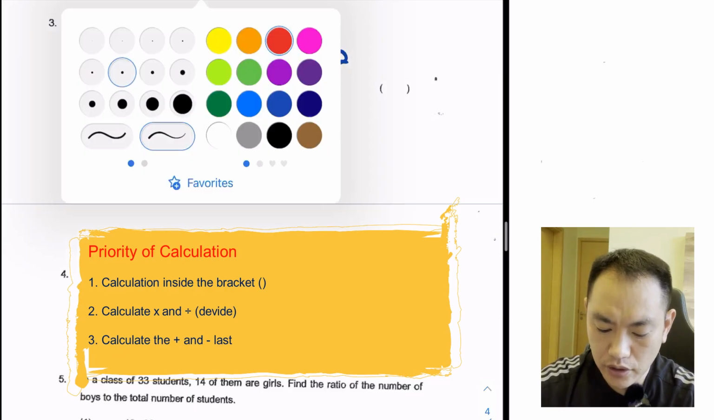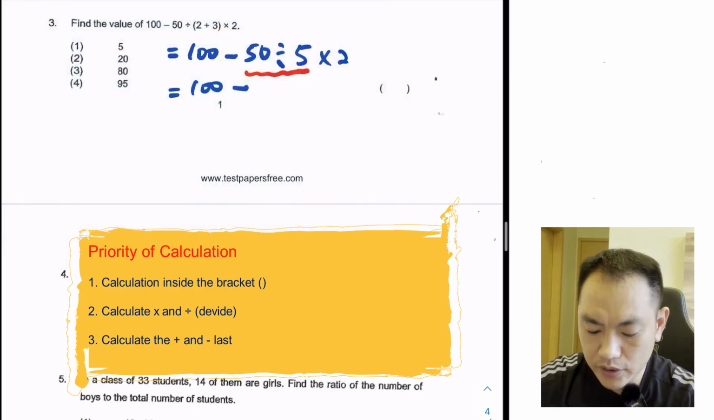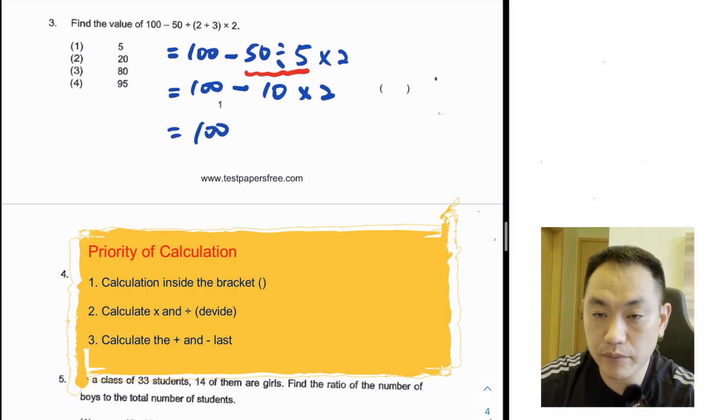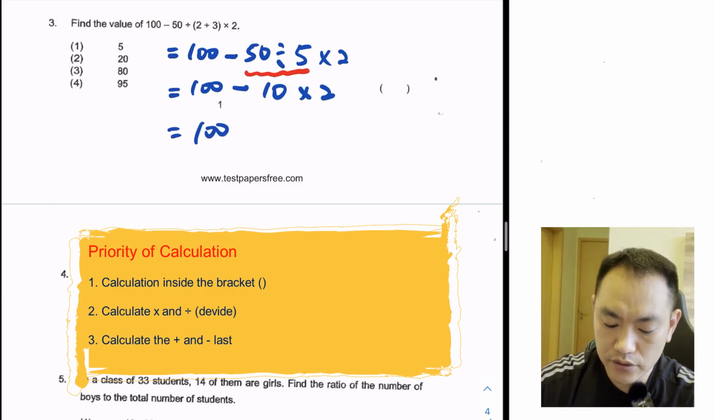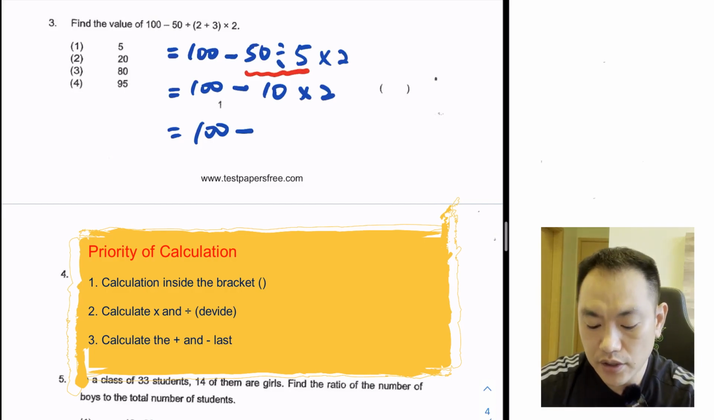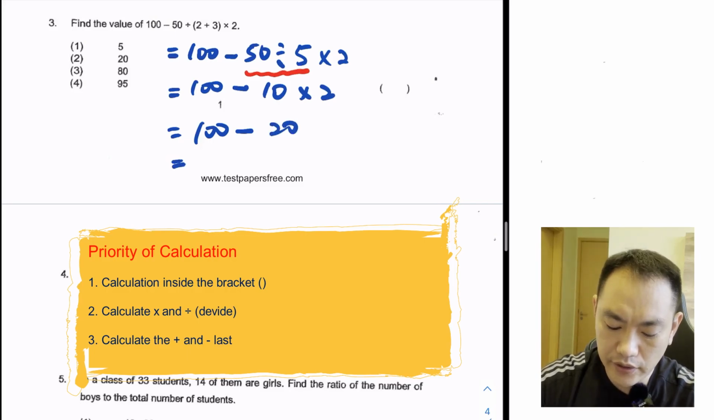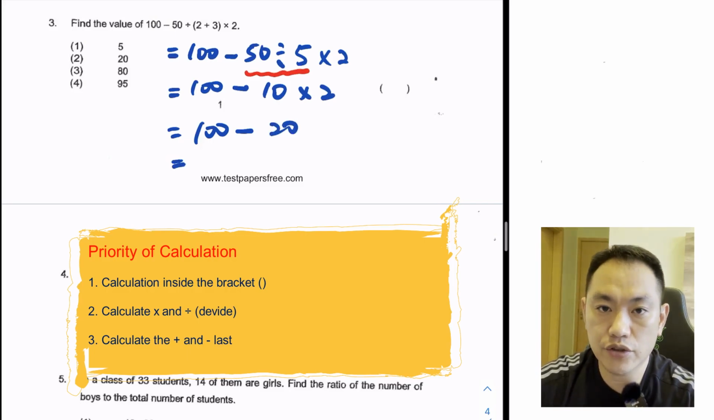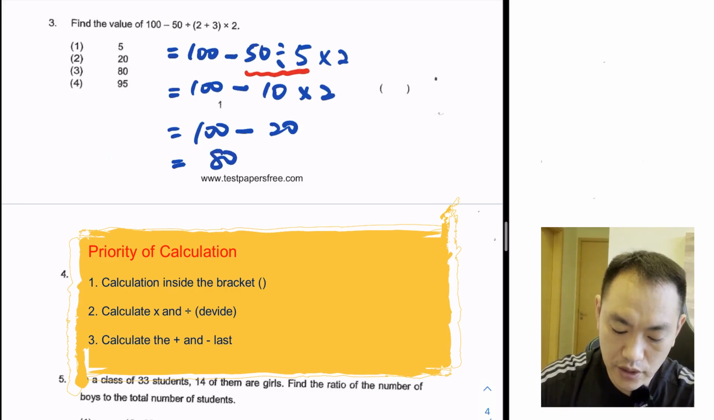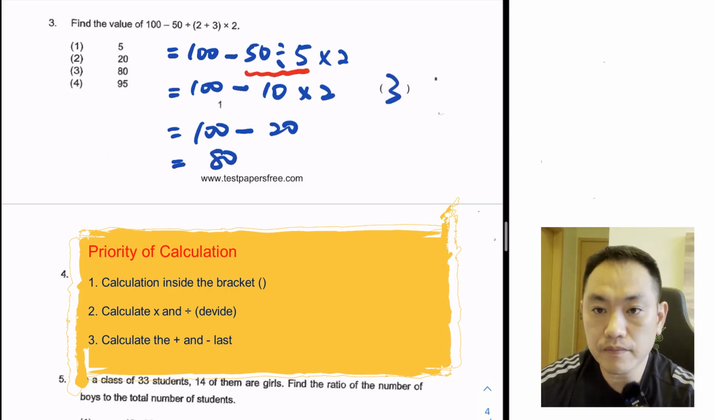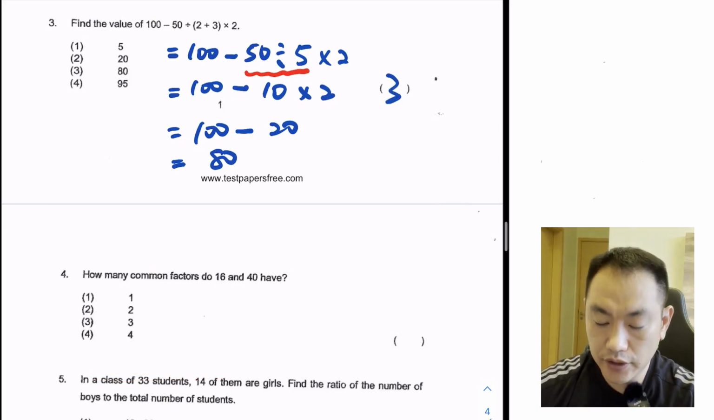So 50 divided by 5 is equal to 10. Then you write times 2 here. Then you move on to the next row. With the 100, you still don't do anything because it is followed by a minus. So 10 times 2 equals 20. Then in the next row you can do the calculation of 100 minus 20, which will give you 80. So the answer is 80. Alright, let's move on to the next question.